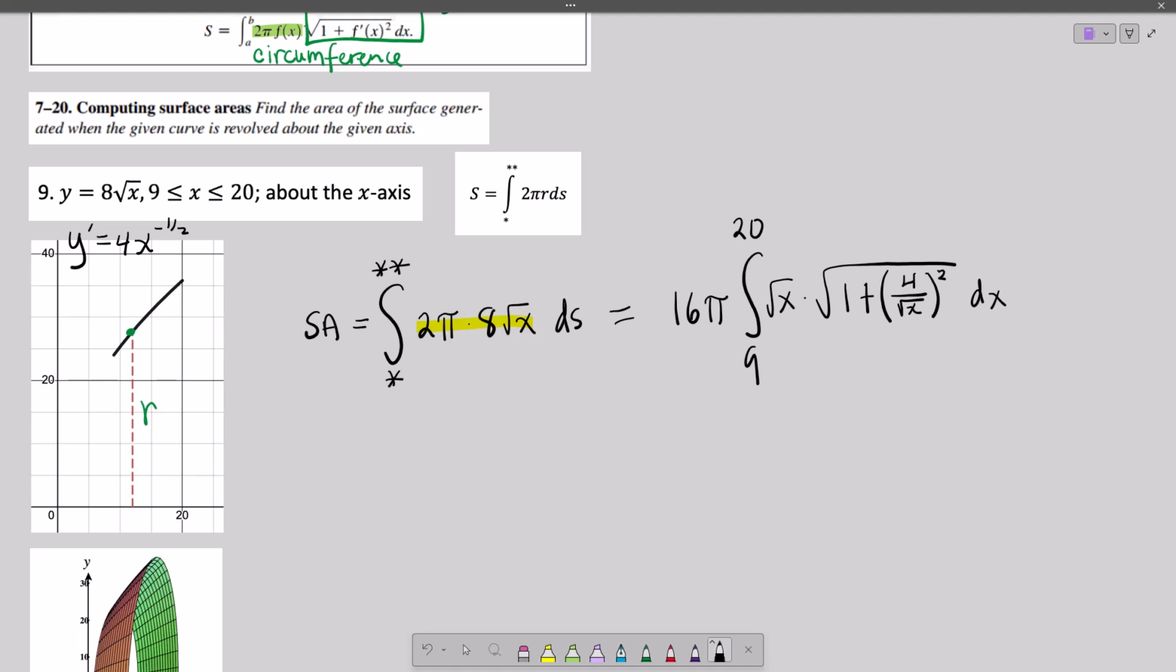And yeah, we'll stop there. We'll finish this one on Tuesday. But we'll see that that's going to simplify to a pretty easy integral overall.